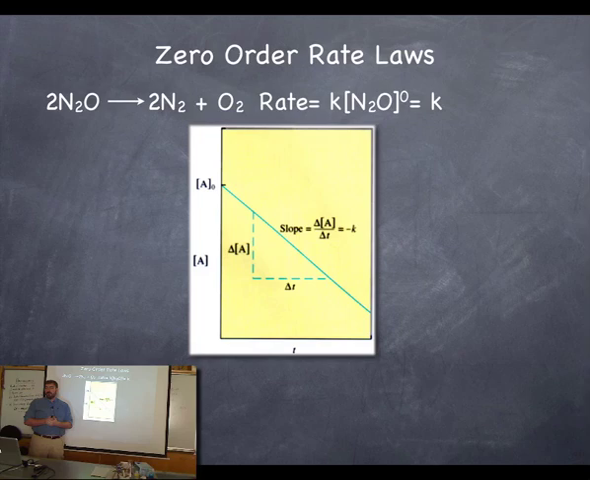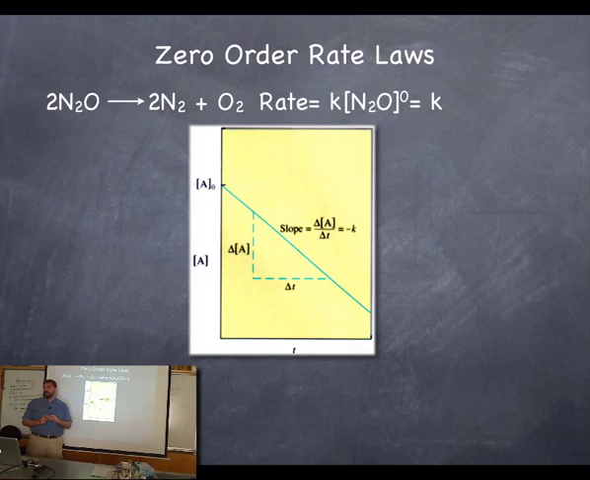So we have three potential graphs. If you graph concentration versus time and you get a straight line, you go, oh, it's zero order. If you graph the natural log of concentration versus time and you get a straight line, it's first order. If you graph the inverse of concentration, that is 1 over concentration, versus time and get a straight line, it's second order. How do you know what k is and t?